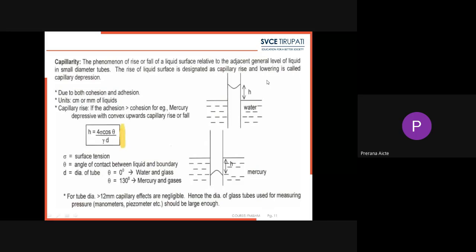D is the diameter of the tube. Usually theta will be 0 degrees for water and glass, and theta will be 130 degrees for mercury and glass. For a tube with diameter greater than 12 mm, the capillary effects are negligible. Hence, the diameter of glass tubes used for measuring pressure, that is manometers and piezometers, etc., should be large enough.